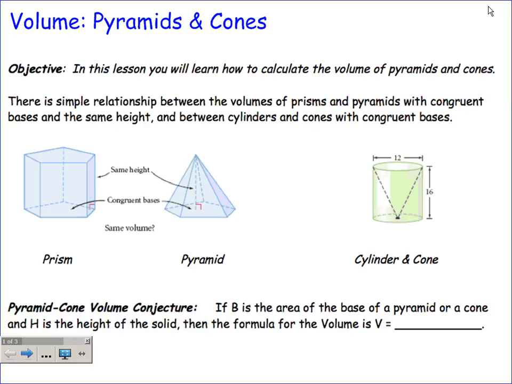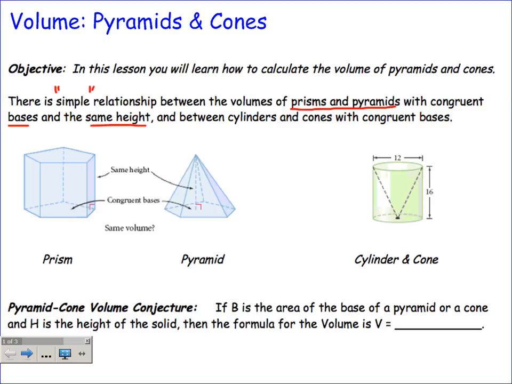There's a simple relationship. Now, I don't know how simple it is, but it does say there's a simple relationship between the volumes of prisms and pyramids with congruent bases and the same height.